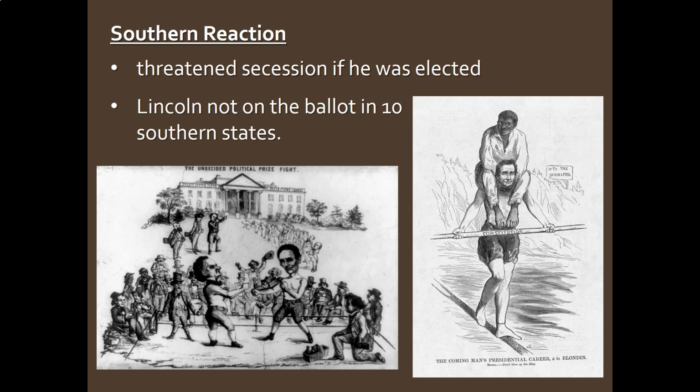Well, the reaction from the South was, if you elect Lincoln, we're going to break away, so don't dare elect Lincoln. And this is, again, something that the South had been throwing out there. They'd done the same thing in 1856, 1848, this idea that if you dare elect someone we don't like, we're out of here kind of thing. And in fact, if you were in the South, you couldn't vote for Lincoln if you wanted to, because in 10 southern states, he wasn't even on the ballot.